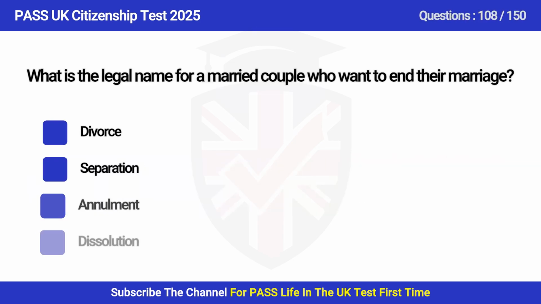Question 108. What is the legal name for a married couple who want to end their marriage? A. Divorce. B. Separation. C. Annulment. D. Dissolution.